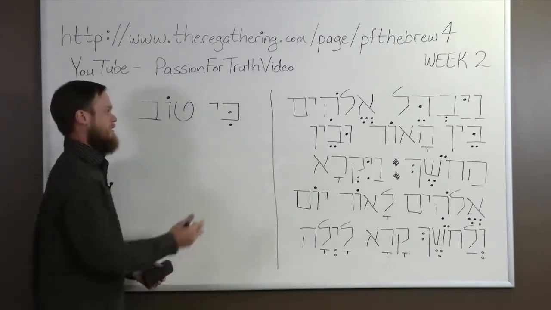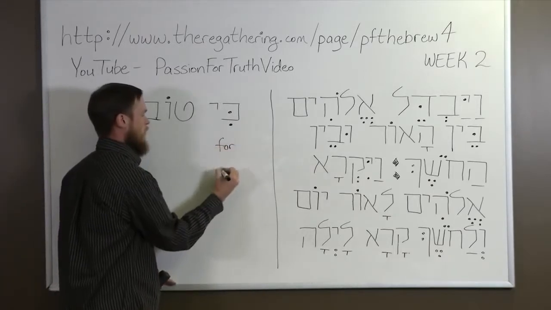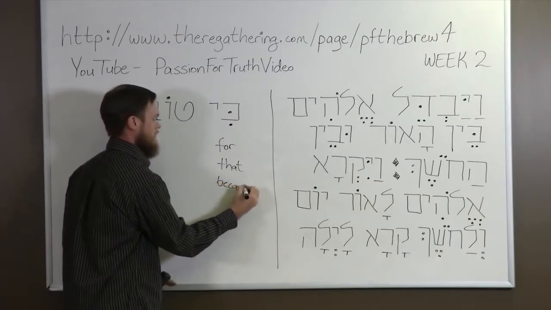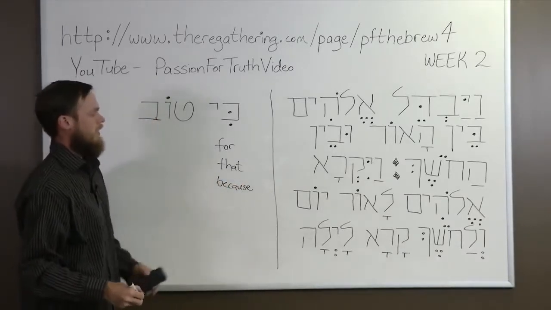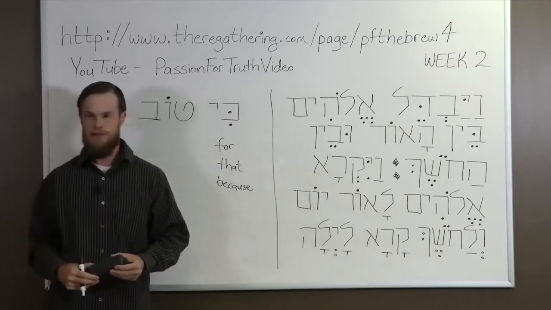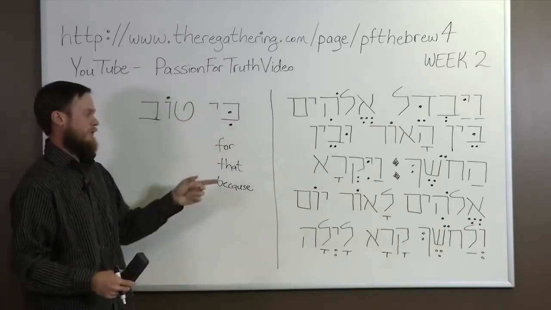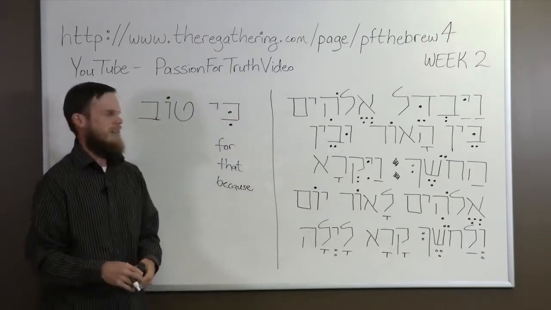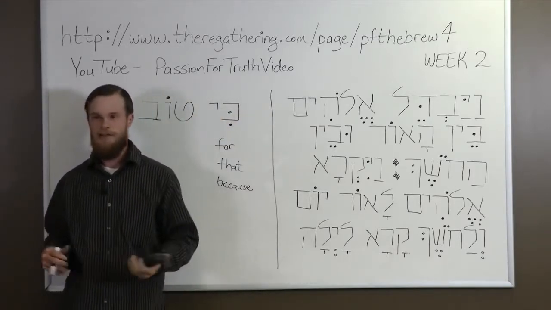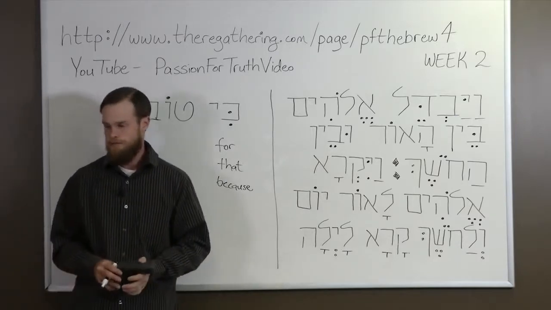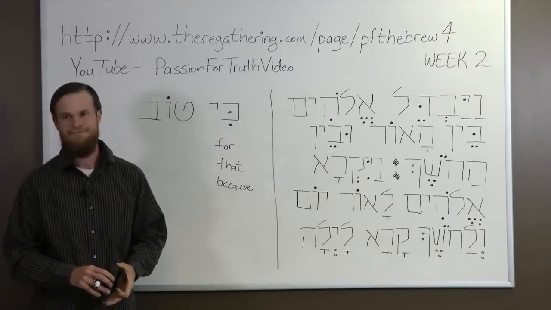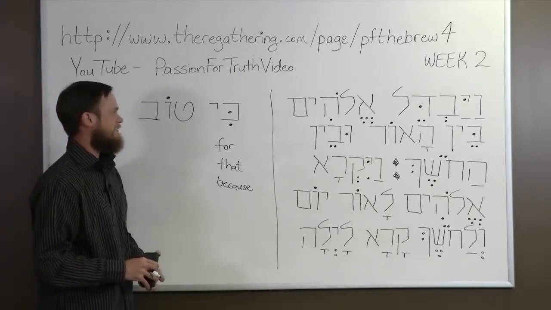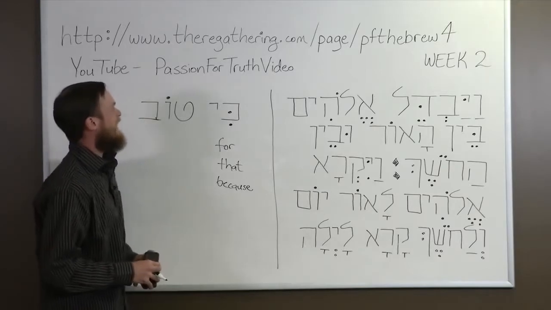So ki can be rendered various things. For, that, occasionally because. That and because, of course, are opposite causative phrases. It's either because of what comes after, or this happened in order to cause what comes after. So ki's a little funny like that. Usually context tells you which way it's got to be. Yes, this ki, I don't have anywhere to go with that.